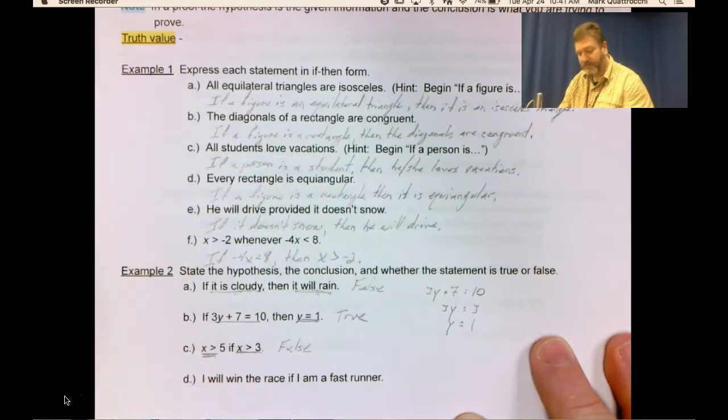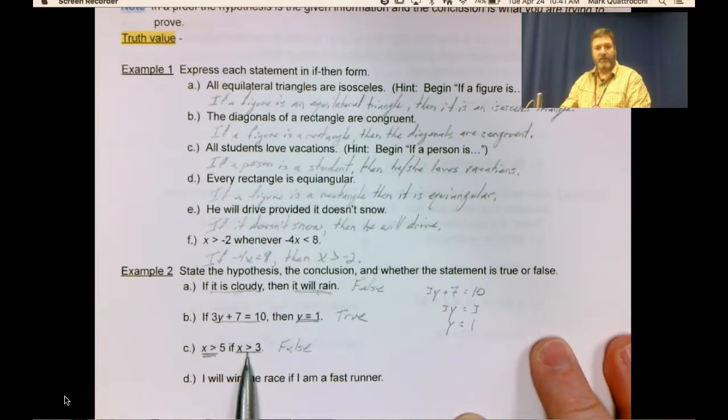How do I prove that this is false? Again, we find a counterexample. I find a number that works in the hypothesis but doesn't work in the conclusion. A number like 4. 4 is greater than 3 but is not greater than 5. There are many of them: 3.5, 4.5, 3.6, 4.7. Any of those numbers are true in the hypothesis and false in the conclusion, which make them all good counterexamples, proving this is false.